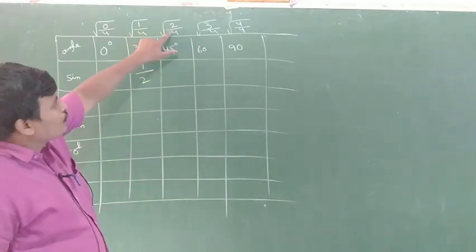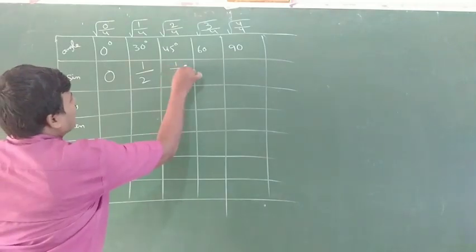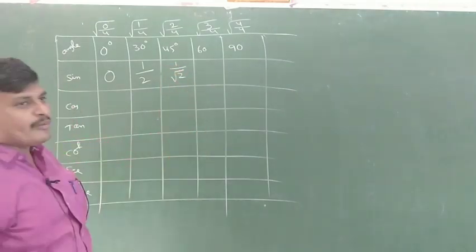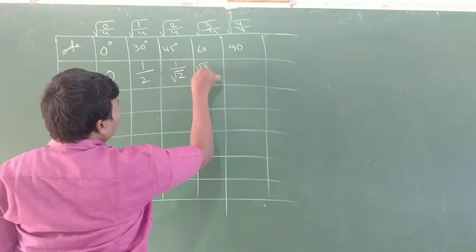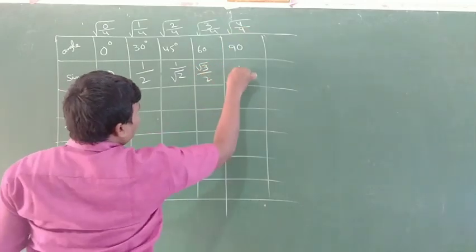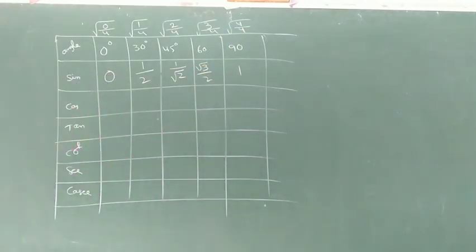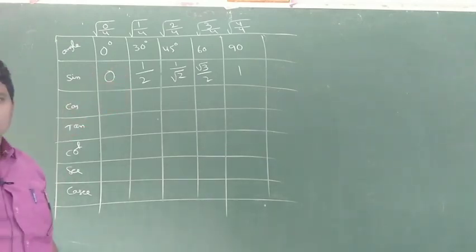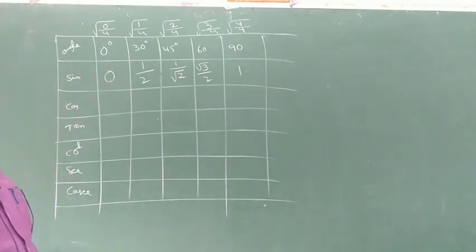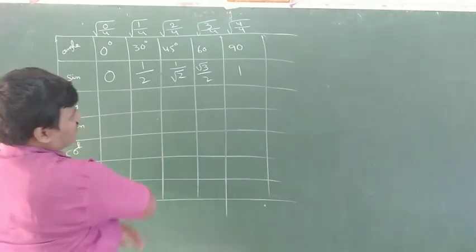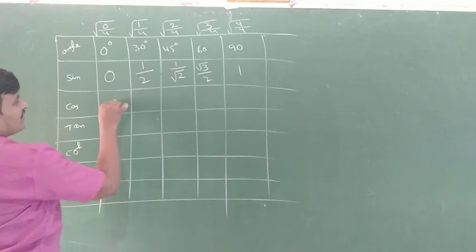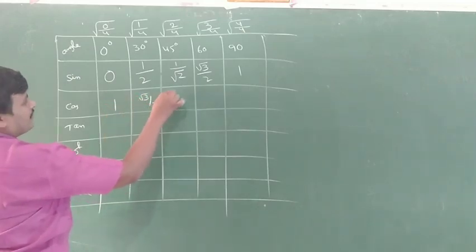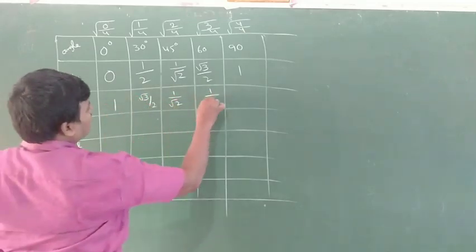2 by 4, 2 ones, 2 twos. Root 1 by 2 means 1 by root 2. Root 3 by 4 means root 3 by 2. 4 by 4 is 1, root 1 is 1. These are the sine values. To remember the cos values, just reverse: 1, root 3 by 2, 1 by root 2, 1 by 2, 0.